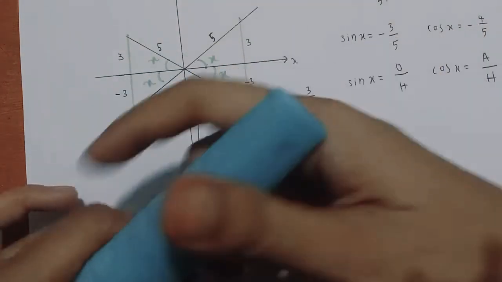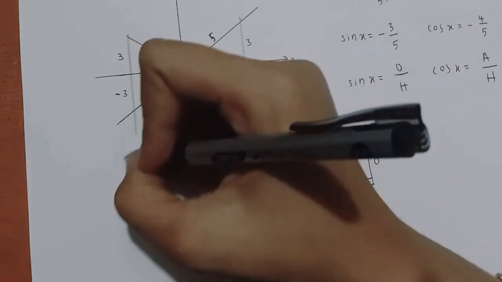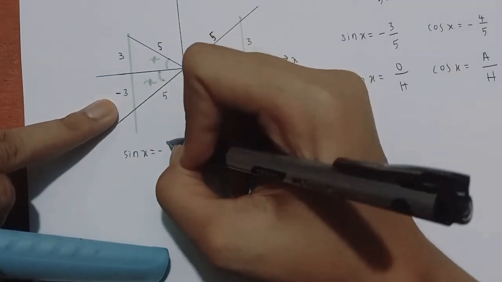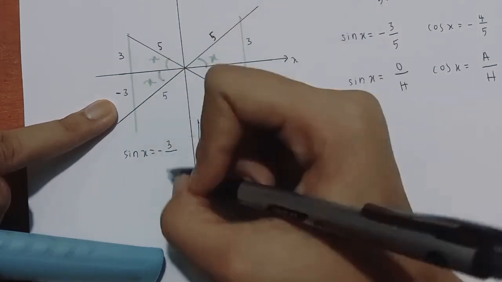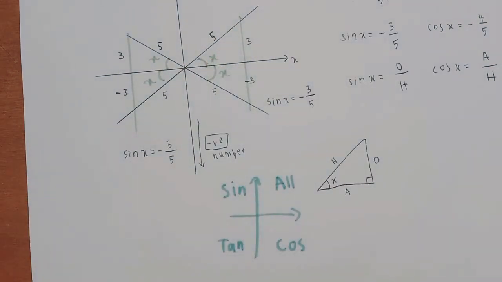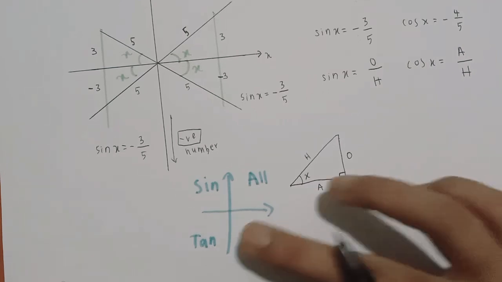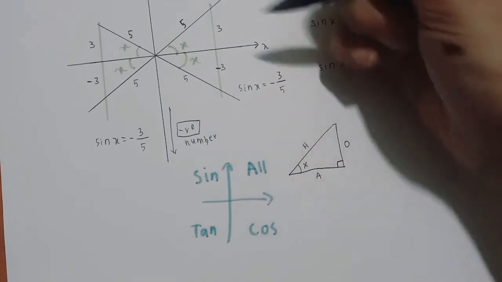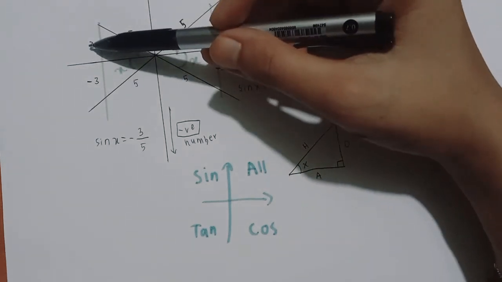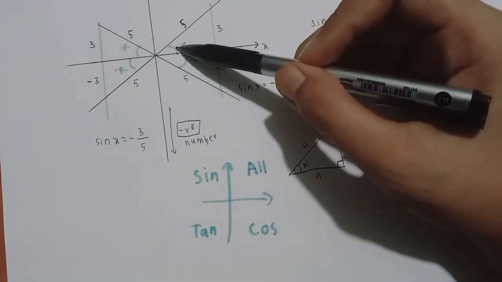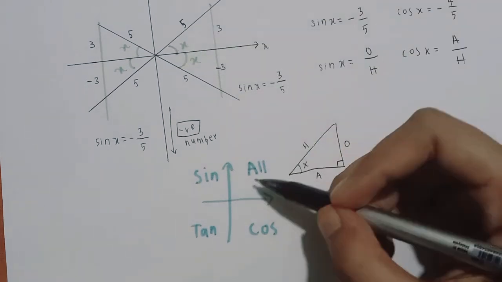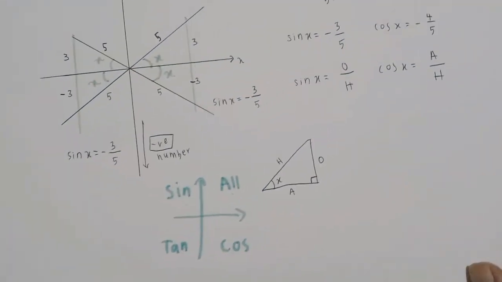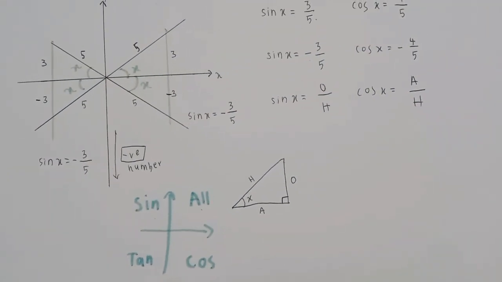If we just rewrite it as sin x, it will be opposite negative 3, hypotenuse 5. So it is proven that here is only tangent positive. If we look up here, it will be positive, right? Sine 3 over 5, and here also sine 3 over 5. Both are positive for sine. Alright, so let's move on to the cos one.